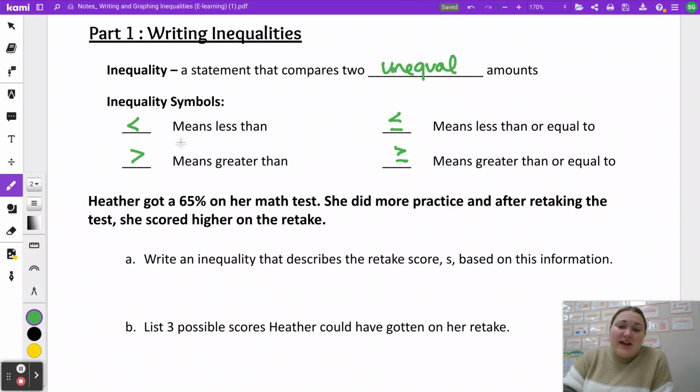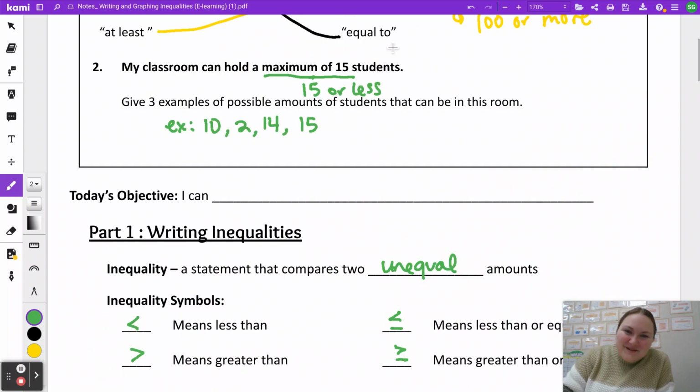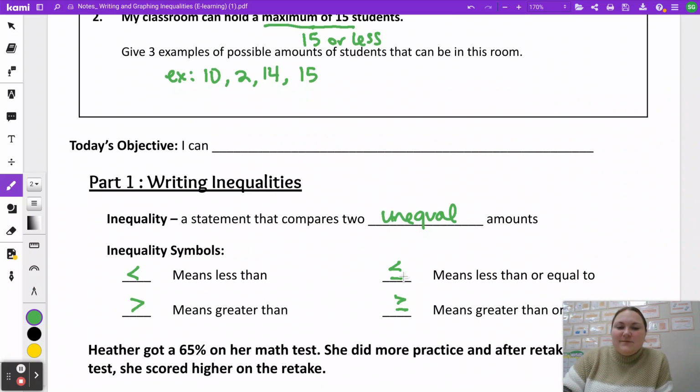Sometimes you're just talking about numbers less than. So for example, what's something I want less of? I want less than 10 problems to do for homework. That means only numbers less than 10. So like 9, 8, 7, 6, 5. But if I say my room can hold a maximum of 15 students, that's numbers less, but also equal to 15. That's when I would use the less than or equal to symbol.